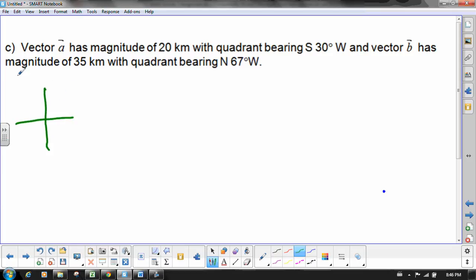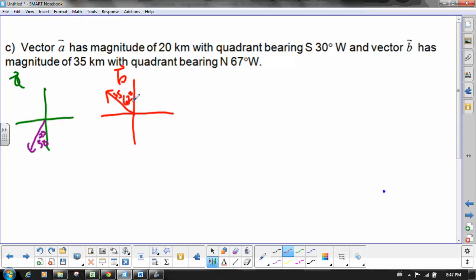So for vector A, it's saying that it's in a quadrant south 30 degrees west. So if I'm south 30 degrees west, it's going to be roughly right here. Okay, and it has a magnitude of 20. Then my second vector that I'm working with is going to be vector B. So that's north 67 degrees west. So right here. So I know this is 67 degrees. It has a magnitude of 35.